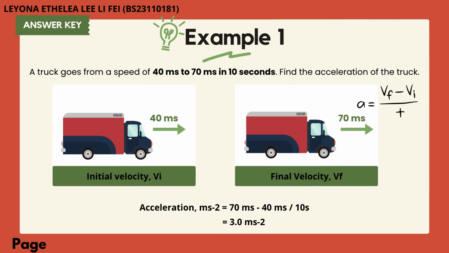So example 1: a truck goes from a speed of 40 meters per second to 70 meters per second in 10 seconds. Find the acceleration of the truck. The keywords are 40 meters per second to 70 meters per second in 10 seconds. So 40 meters per second is the initial velocity, while 70 meters per second is the final velocity. So the change in velocity is 70 meters per second minus 40 meters per second, equal to 30 meters per second. So the acceleration is equal to 30 meters per second over 10 seconds, equal to 3.0 m/s².